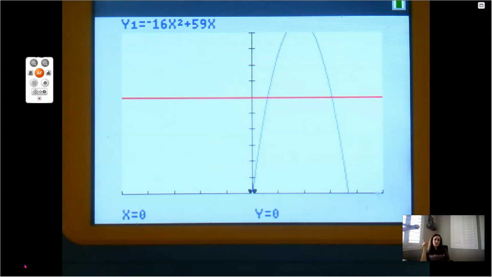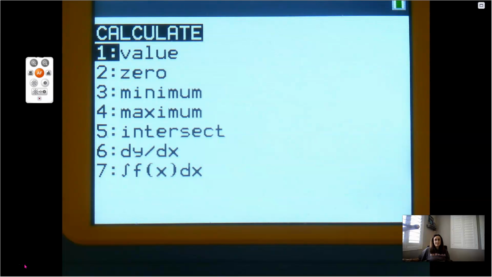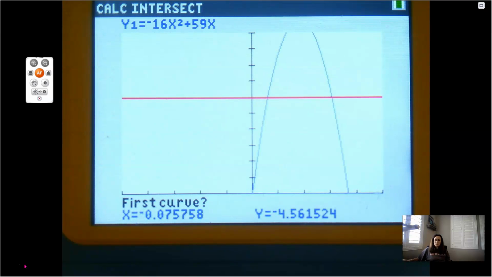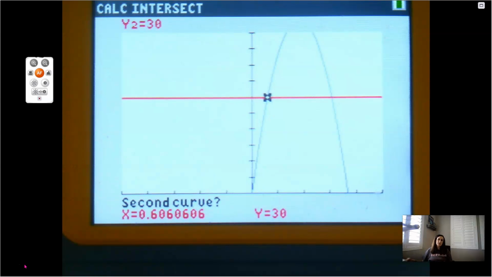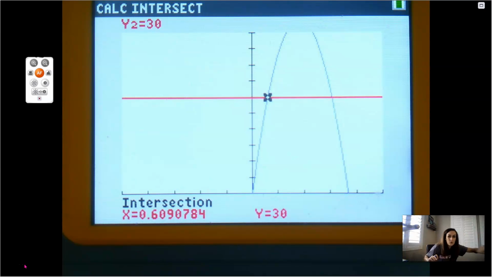But what we're really interested in is the parabola above that red line. So if you hit second, trace, and this time select intersection, which is number 5, then you're going to right arrow up by that intersection. Hit enter for the first curve, enter for the second curve, enter for the guess, and the intersection is at 0.609. So write that down because we're going to put that in our notes. 0.609.